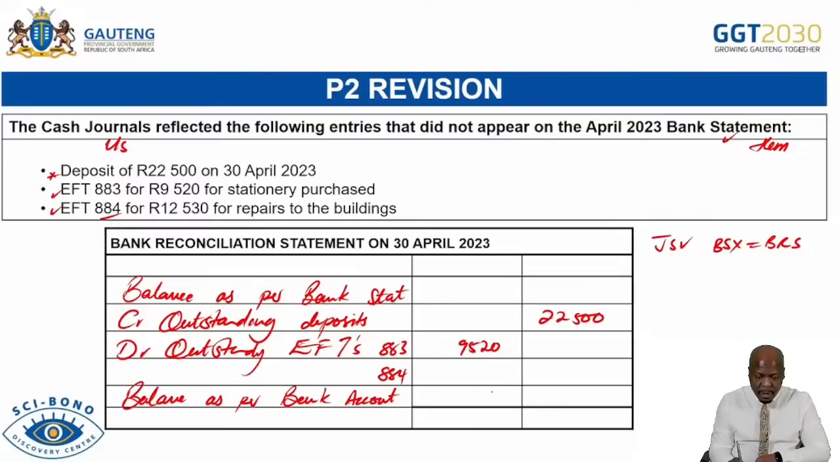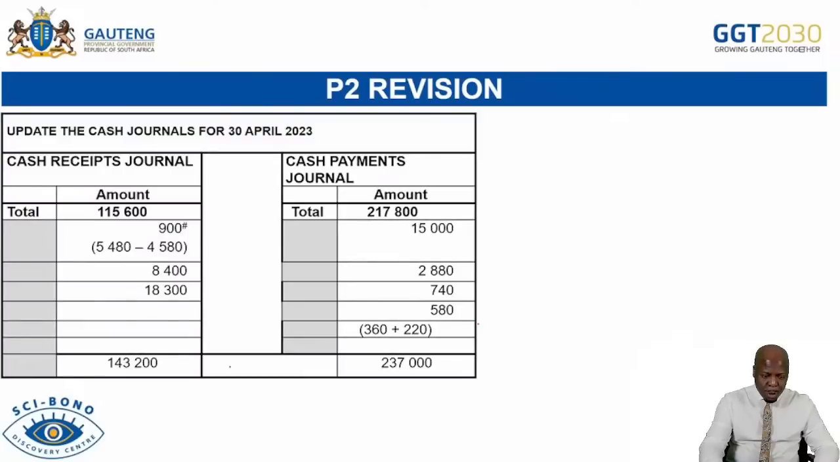And the amount is 12,530. Now, very, very important that you do so. All right, I'm going to move on now to the last part of our bank reconciliation.